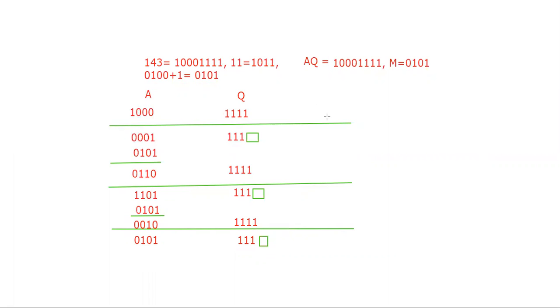Now again, let's add 0, 1, 0, 1, which is 2's complement of our divisor. Zero, one, zero, one. So this result will be 1 plus 1 will be 0, carry 1, 0 plus 1 will be 1, 1 plus 1 will be 0, and carry will be generated. 0 plus 1 will be 1.